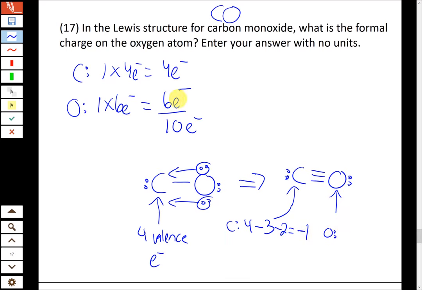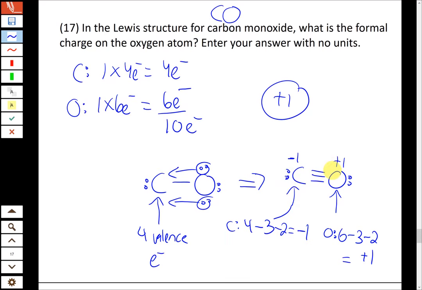Oxygen had 6 valence electrons. It also has 3 bonds, and it also has 2 non-bonding electrons, 1 lone pair. So the formal charge for oxygen is +1, and they should add up to be 0 because carbon monoxide is charge neutral, uncharged. So the correct answer for what's the formal charge on oxygen would be +1. This is a weird structure because you have a positive formal charge on the more electronegative atom, but it's unavoidable in this case. It's the only way that you can complete the octet.